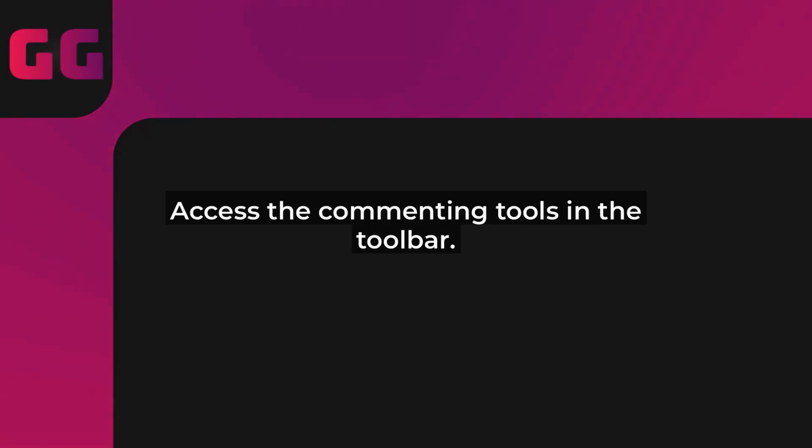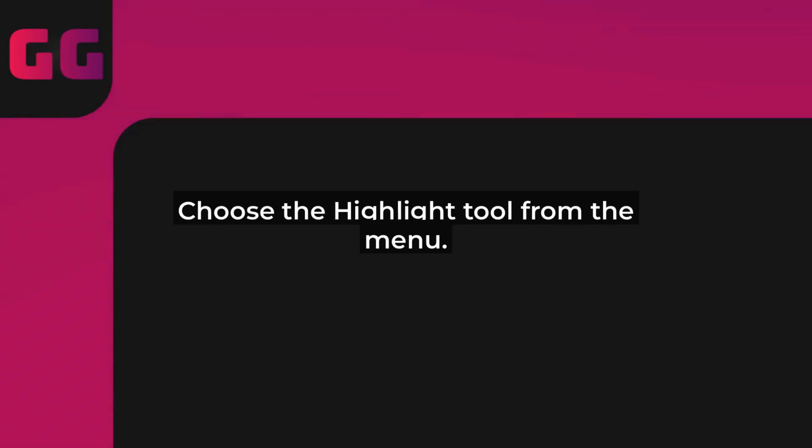Step 1. Select the text you want to highlight. Simply click and drag your cursor over the words or paragraphs, just like you would in any word processor. Next, head over to the toolbar at the top of the screen. Look for the commenting tools. It's usually represented by a speech bubble or a pencil icon. Click on that to expand your options.